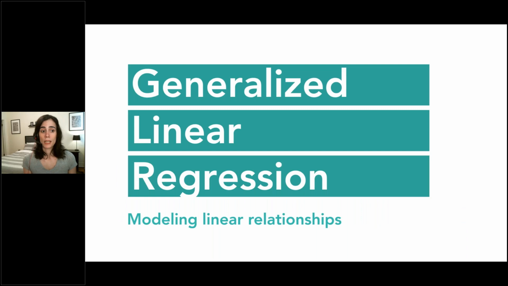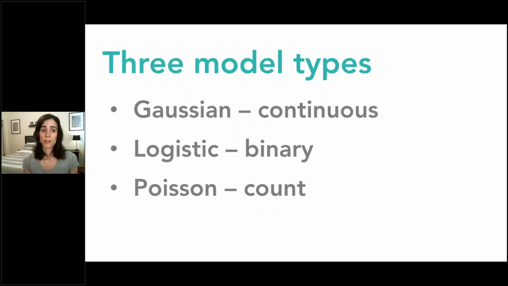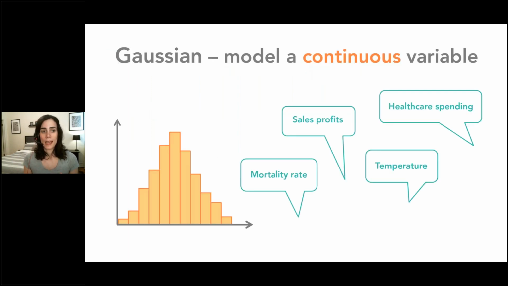Generalized linear regression models linear relationships. It's a statistical process for estimating linear relationships between variables. I say linear, but we have 3 model types. Essentially, these are all linear, but there are some transformations that make them fit that linear trend. So Gaussian, the continuous model, is what we're most familiar with. That's when you have a continuous numeric variable. Examples of this could include sales, profits, mortality rate, temperature, spending.